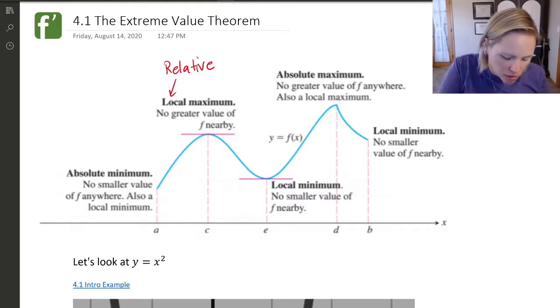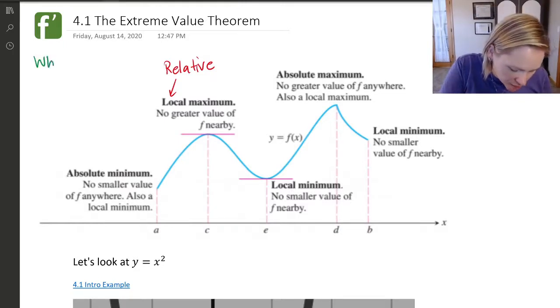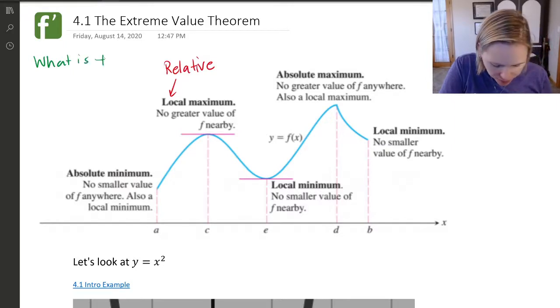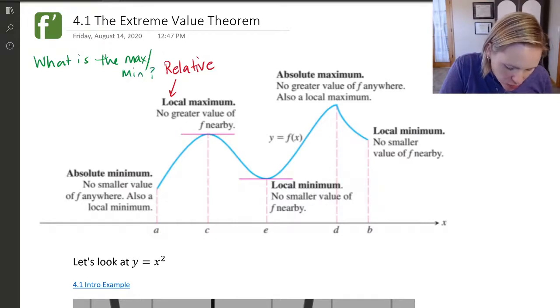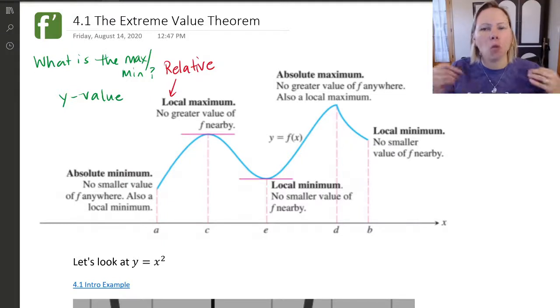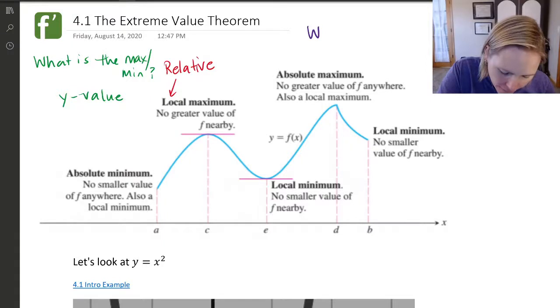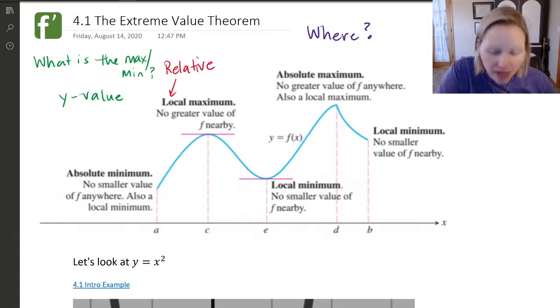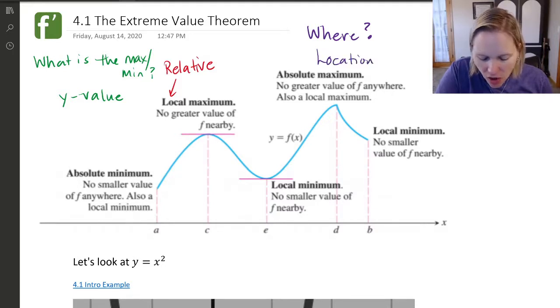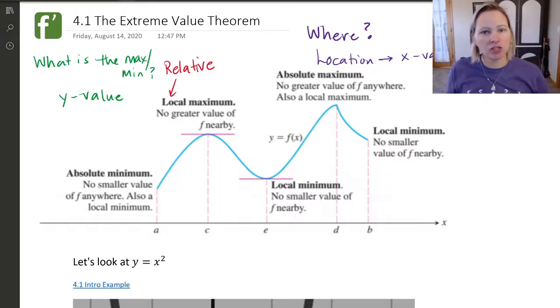Now, we also want to understand that when we say what is the max or the min, that question is asking for the y value. So the max and the min is the y value of the function. Now, if I say where is the max or the min, then I'm looking for the location. The location is always going to be the x value. So x tells us the location, y is the actual max or min value.